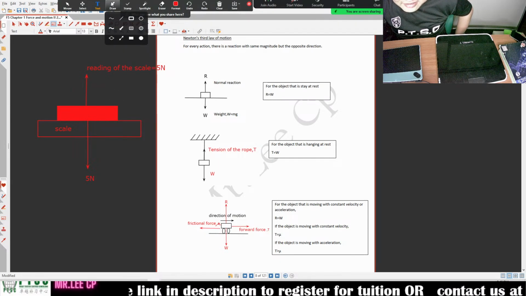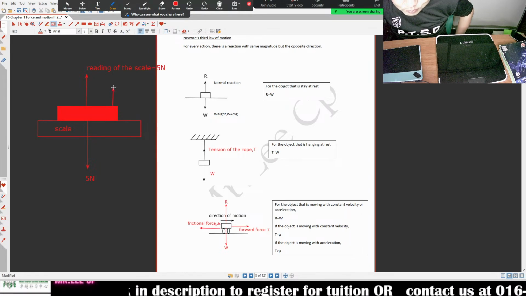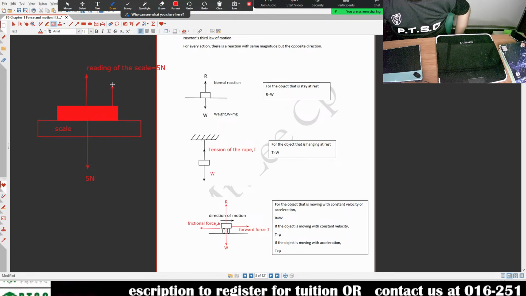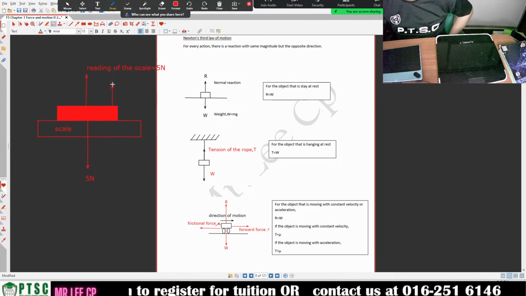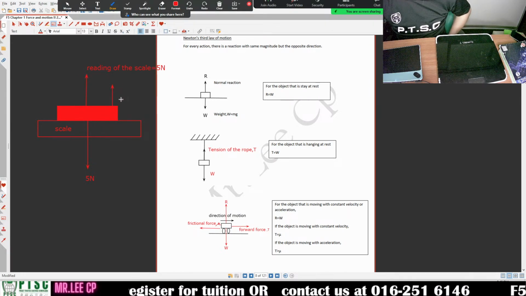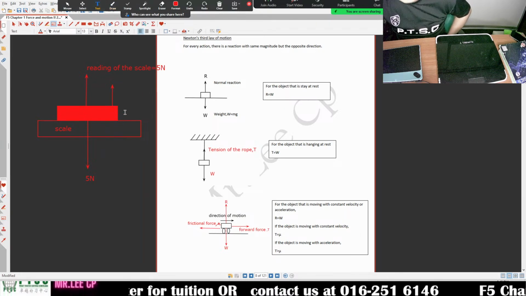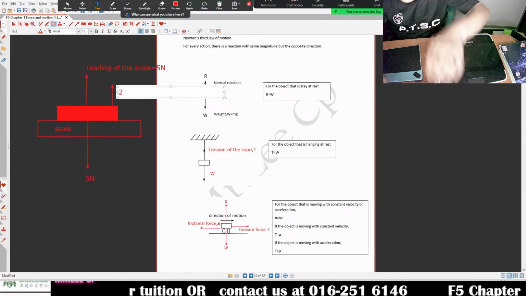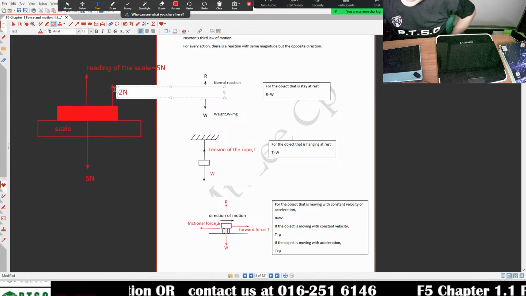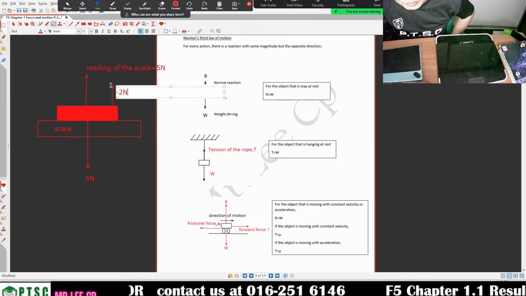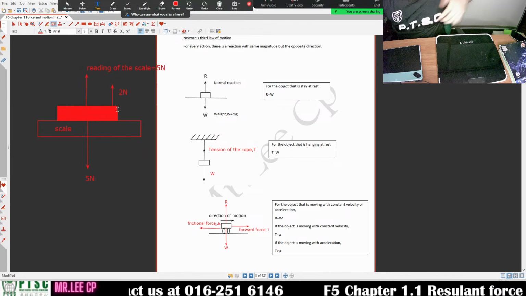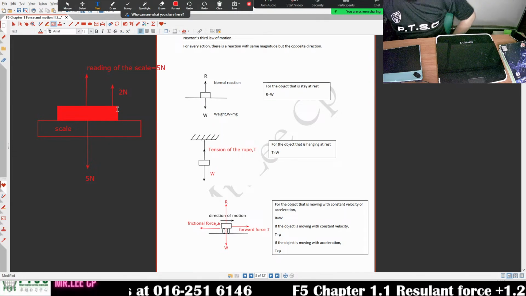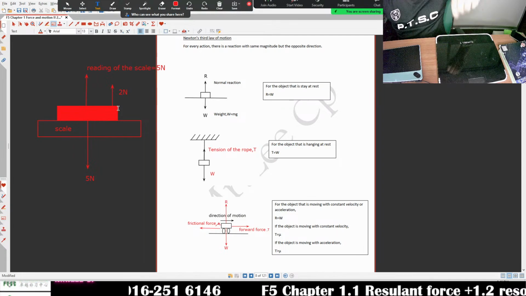Now, here I pull it up a bit. I pulled it upward a bit. More compressed to the scale or less compression to the scale? I pull up a bit with 2 Newton, 2 Newton only, with a thread. So this one will be a tension. I pull the book upward a bit.